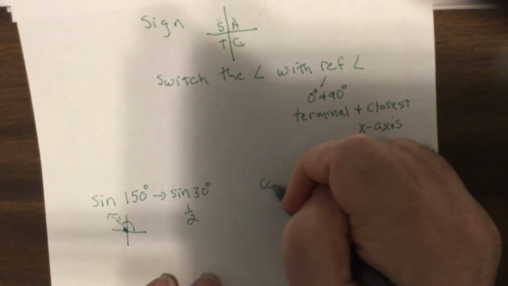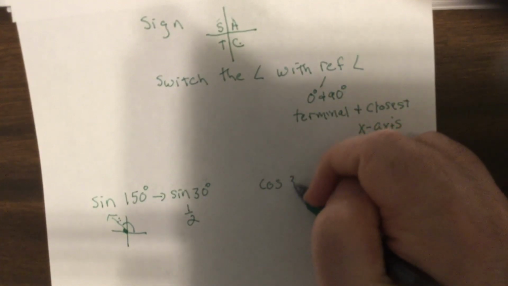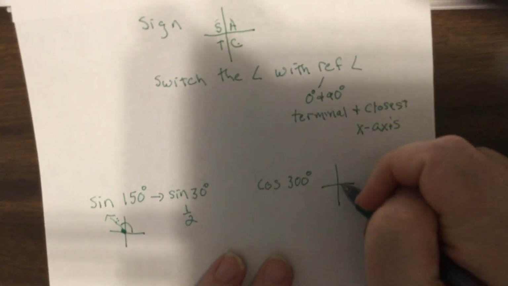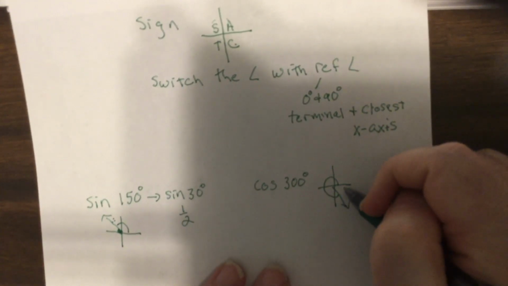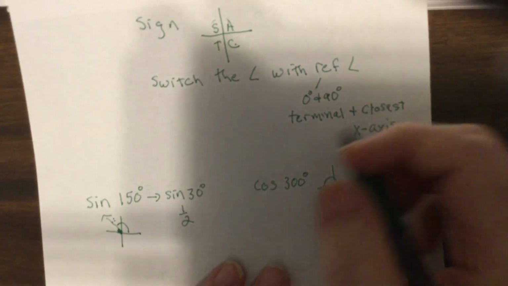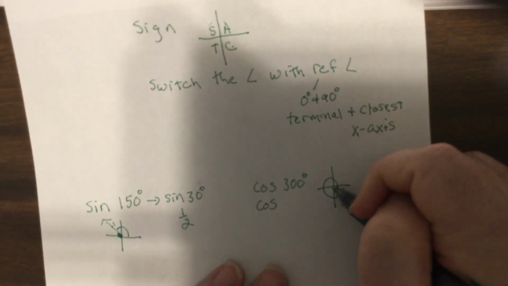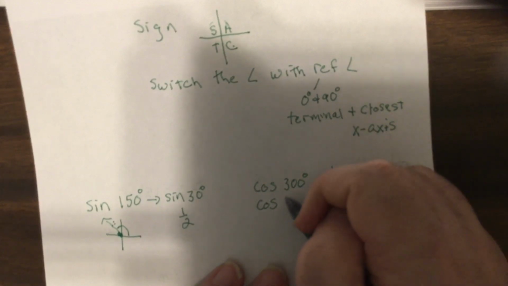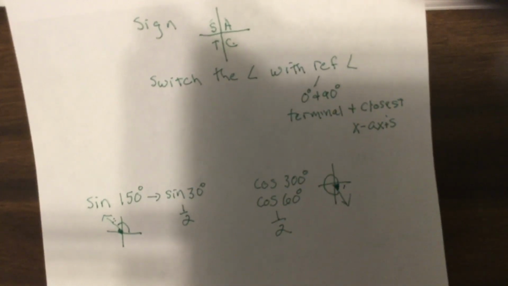So if I said, what's the cosine of 300? Well, 300's in the fourth quadrant. There it is. So you would say, well, cosine's positive in the fourth, and the reference angle is 30 degrees, or excuse me, 60 degrees. And the cosine of 60 is a half.